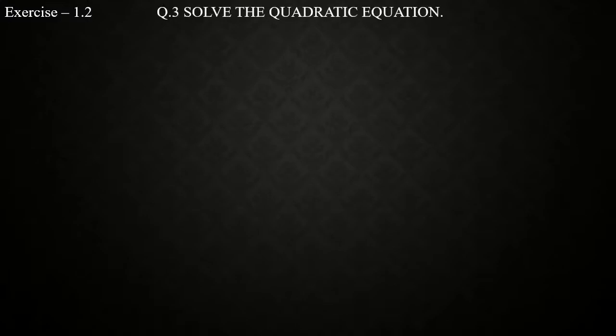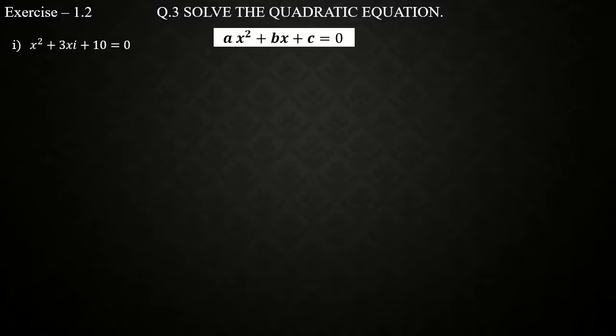1.2, main question number 3, solve the quadratic equation. So let's start with the first one, that is x square plus 3xi plus 10 is equal to 0. So we'll compare this quadratic equation with the standard form of any quadratic equation. So we get a is equal to 1, b is equal to 3i, and c is equal to, we are getting answer as 10.